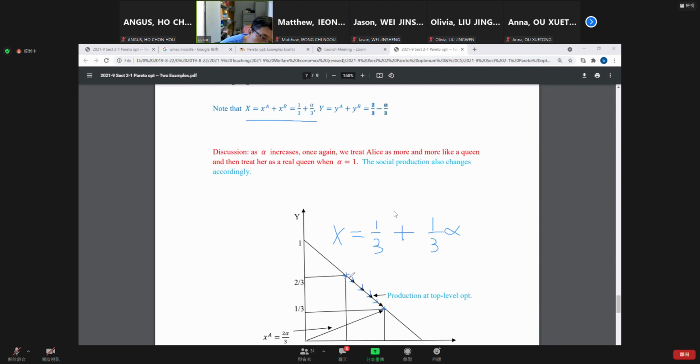And what's happening over the process? Over the process is like this. Look, when alpha equals 0, we are here. At the same time, XA equals 0, because when alpha equals 0, Alice doesn't matter. She doesn't count for the society, for the social welfare. So we are starting here. When Alice matters more and more, we are producing more and more X. So this one increases with this one.